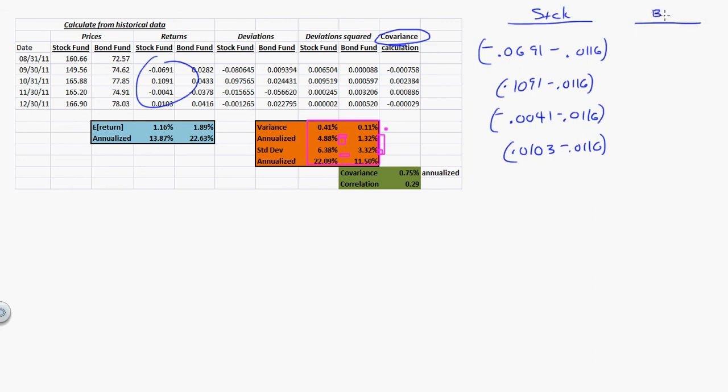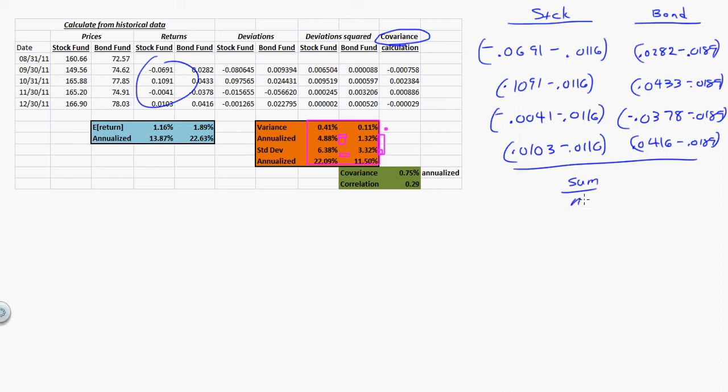What I want to do is then multiply that by the deviations for the bond fund. So the bond fund, you have 0.0282 minus its average, 0.0189, 0.0433 minus its average, negative 0.0378 minus 0.0189, and then 0.0416 minus 0.0189. I sum this up, divide by n minus 1, and this is equal to my covariance, which is represented as sigma subscript s comma b.